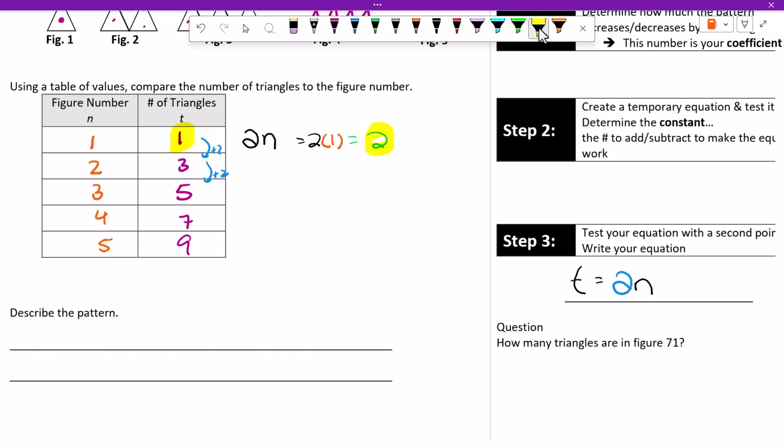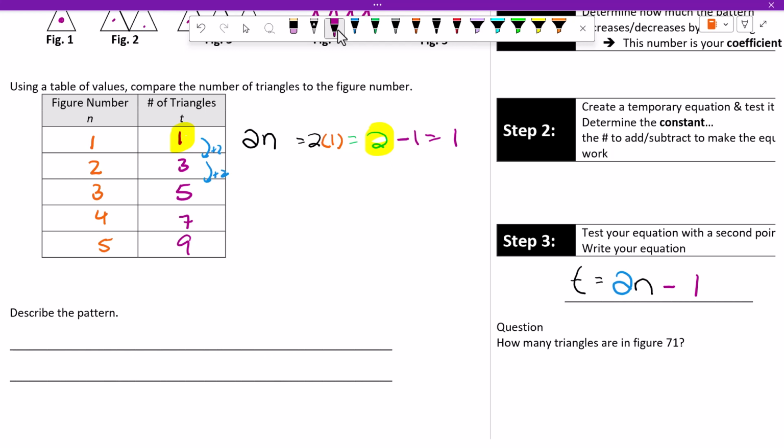What adjustment do we need to make? Minus 1. So this time our constant is minus 1. We go minus 1 equals 1. Then we go, okay, let's make sure we didn't make a mistake with determining any of those things.